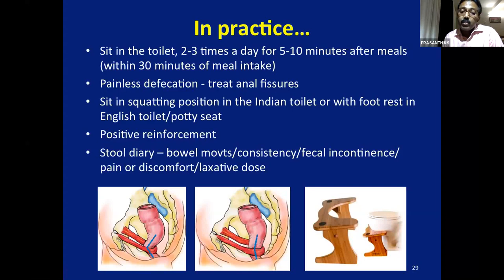It should be started only after 2 years of age, and it is always better to pursue a rule of one. Scheduled toilet sits will be useful, and regarding the position, etc., the points which I mentioned earlier.